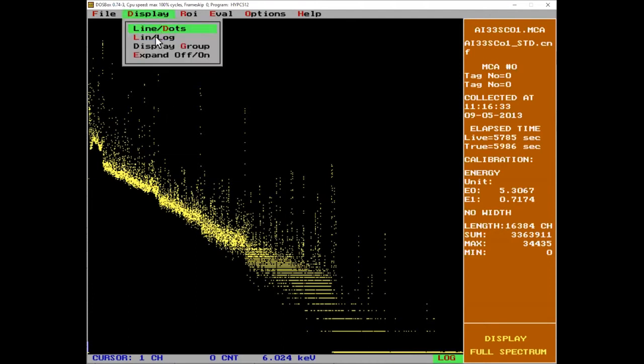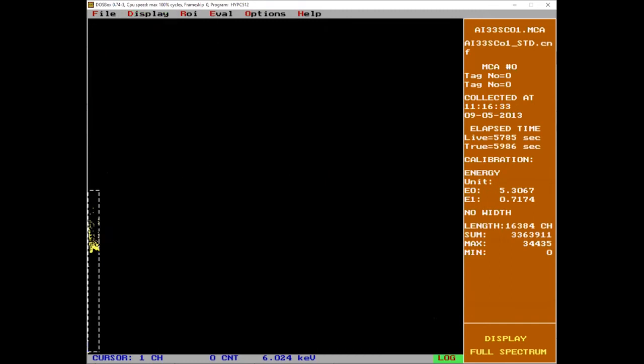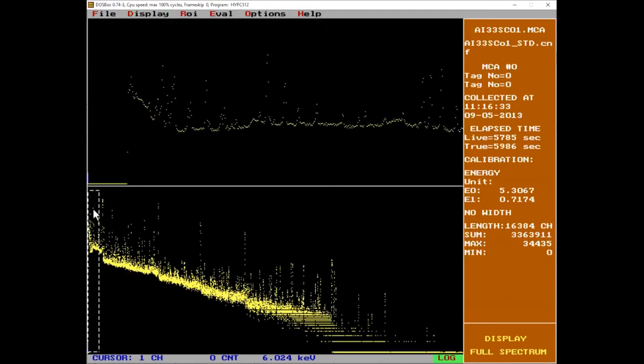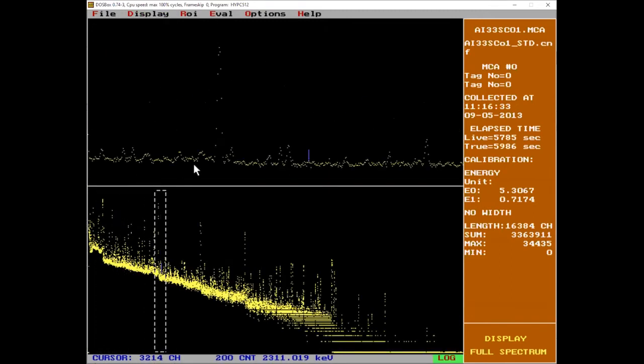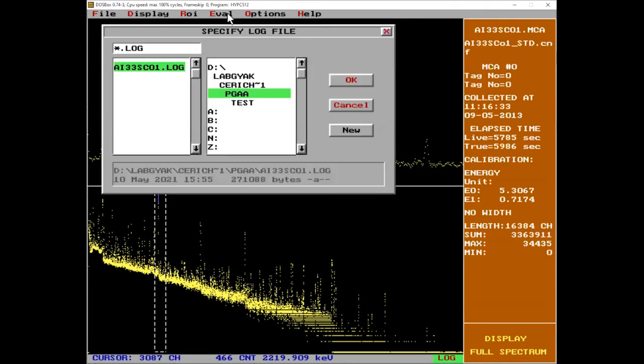And then we can also have a magnification window. So if you drag this rubber band, then you can see the region magnified. Here you have all the data acquisition parameters like measurement time and the rough energy calibration. And then the first step is that I go to the evaluation, and then I create a file which will store the fitting data.